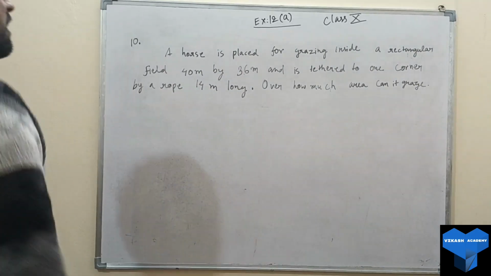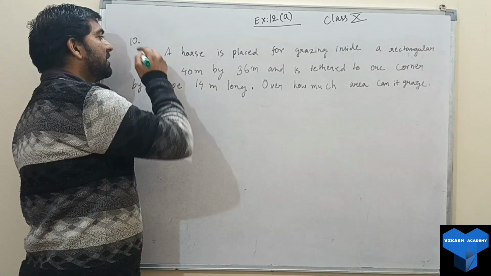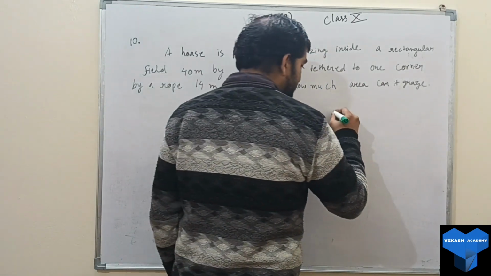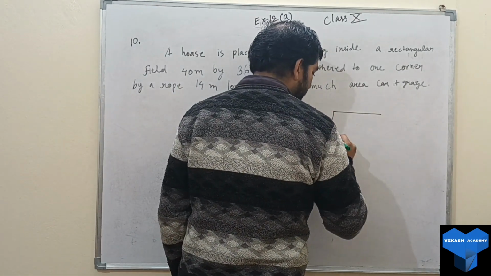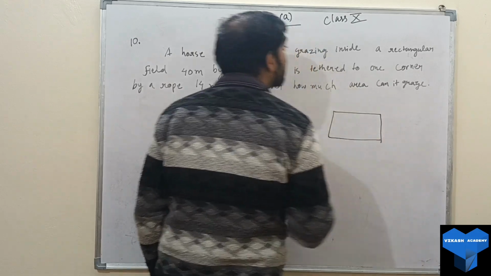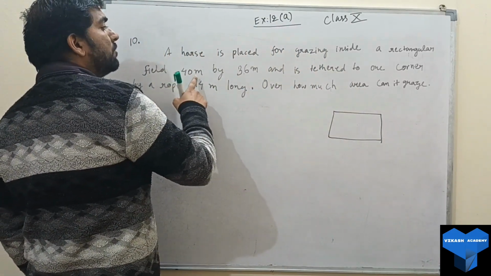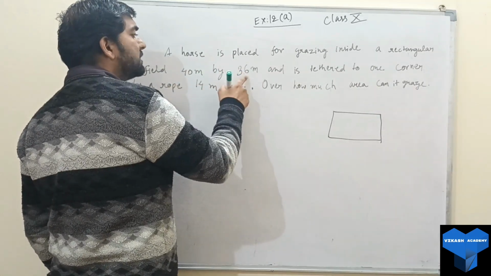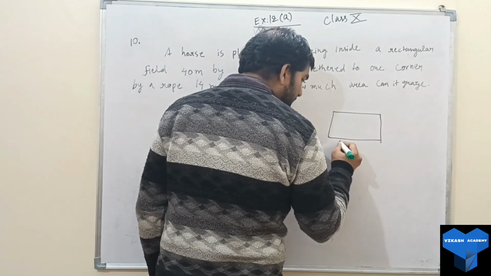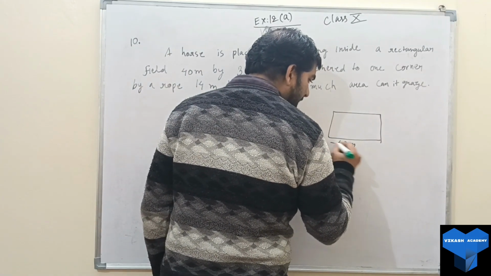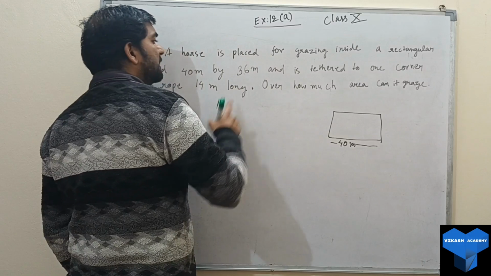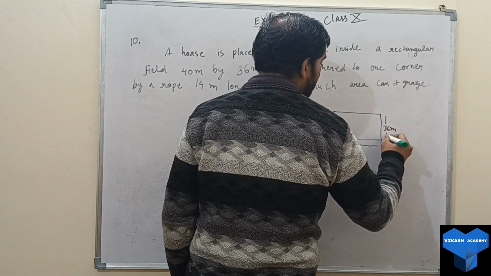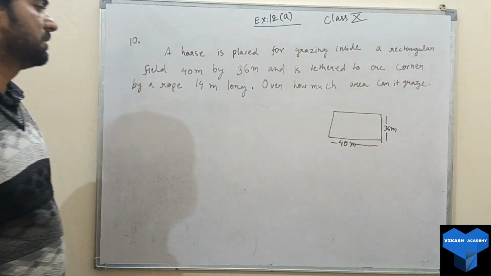Okay. In question number 10, a horse is placed for grazing inside a rectangular field. So let us make a rectangular field. And what is given here? Inside a rectangular field 40 meter by 36 meter. 40 meter means I can say this will be the 40 meter length, and the breadth will be how much? The breadth will be 36 meter.